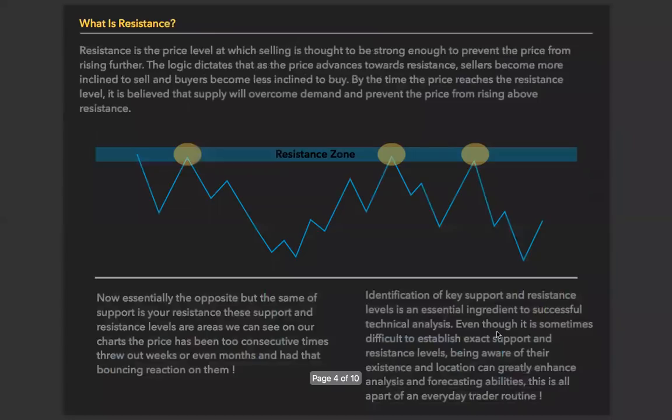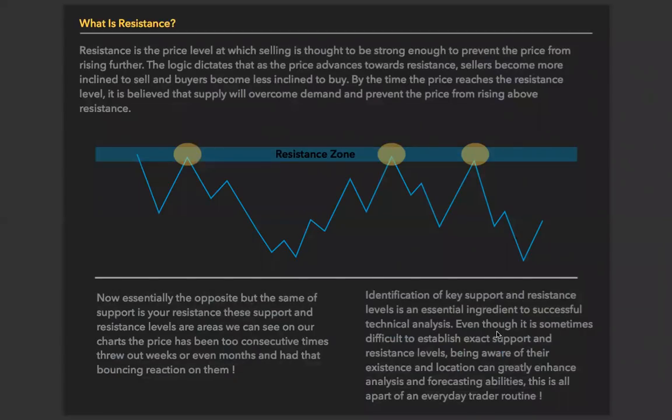The opposite but same, so the same difference, is called resistance. This is our ceiling. So think of support like your floor, like your ground, and resistance is like the ceiling. It's the roof there. It's where sellers, instead of buyers, now we're looking at an area where logic dictates that sellers are coming into the market on resistance zones. So it's the same thing we just looked at, just the opposite.